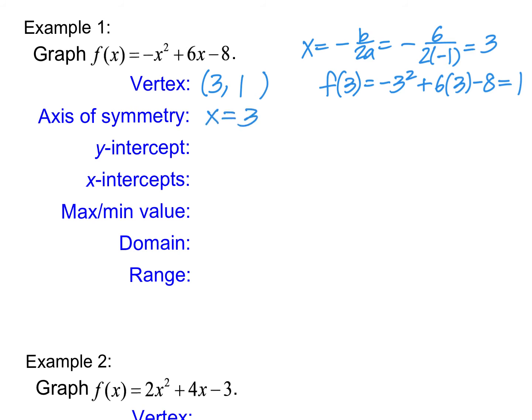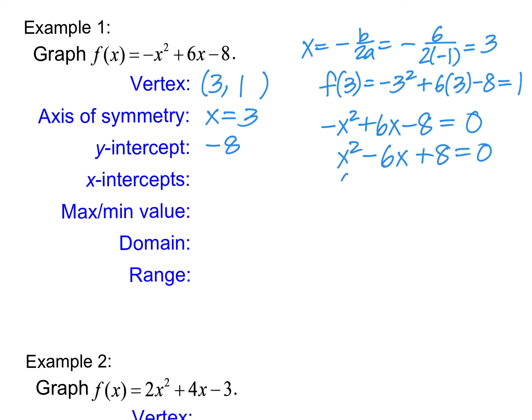Right away, the axis of symmetry is x equals 3. The y-intercept, you might recall, is just the c value. Or you make x equal to 0, and you're left with just negative 8. So we have negative 8. Now, to get the x-intercepts, you have to set y equal to 0. So I'm going to set this equation equal to 0 and solve for x. I'm going to multiply both sides by negative 1 so that it's easier to factor, if it's even factorable. So then this is factorable, x minus 4, x minus 2, and so my x-intercepts are 4 and 2.